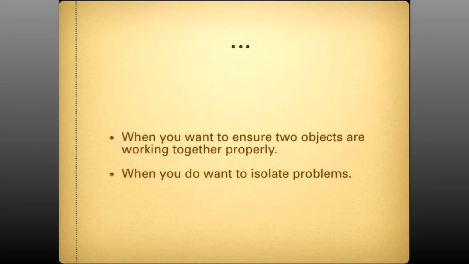When you want to ensure two things are working properly together, if you have two classes and you want to make sure that they talk to each other in the correct way and that the correct methods on your inner object are called by your outer object, you can use a mock to stub out those methods and say, I expect to be called with a 5, I expect to be called with a 404. And if that method isn't called with those parameters, then the test will fail.